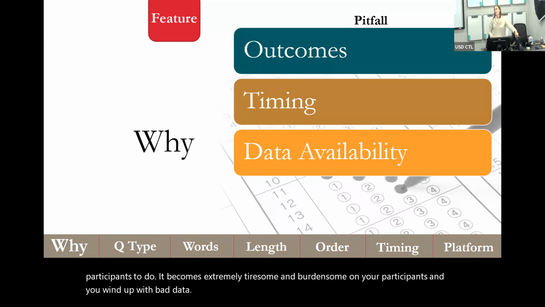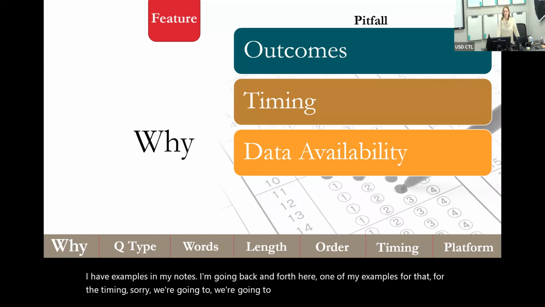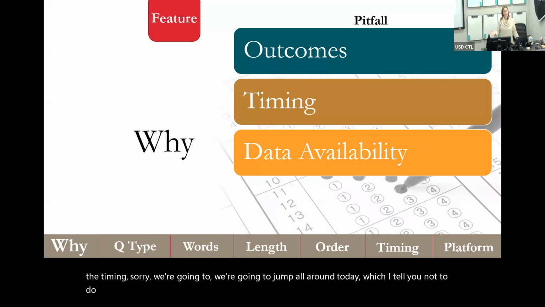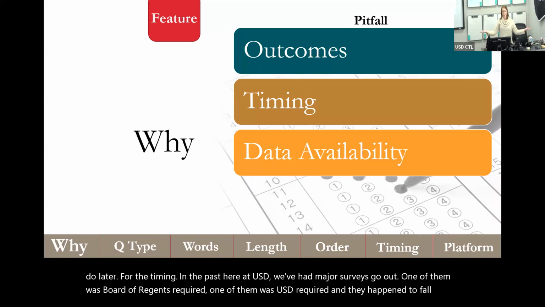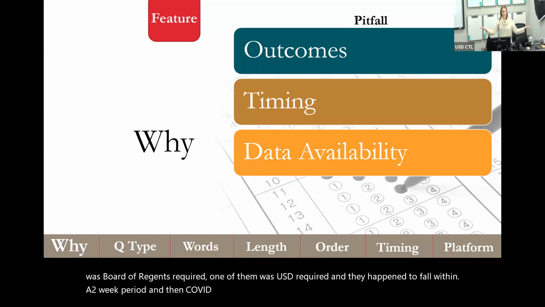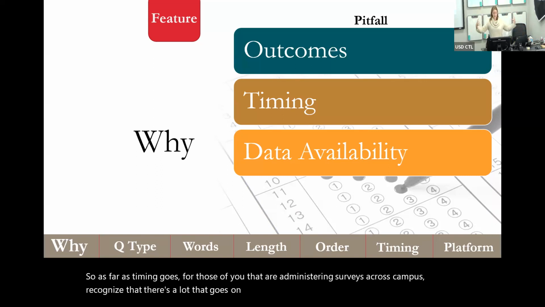Oh, I have examples in my notes. I'm going back and forth here. One of my examples for the timing, sorry, we're gonna jump all around today, which I tell you not to do later. For the timing, in the past here at USD, we've had major surveys go out. One of them was Board of Regents required. One of them was USD required. And they happened to fall within a 2-week period. And then COVID hit at the same time. So as far as timing goes, for those of you that are administering surveys across campus, recognize that there's a lot that goes on with that timing piece.